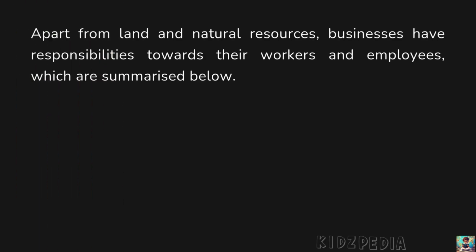Apart from land and natural resources, businesses have responsibilities towards their workers and employees, which are summarized below.